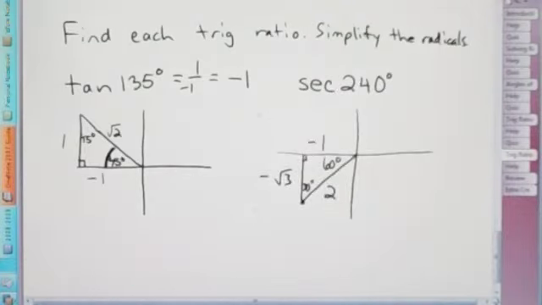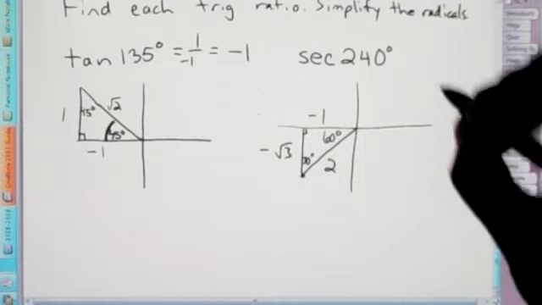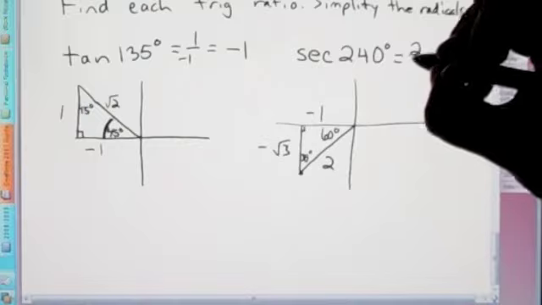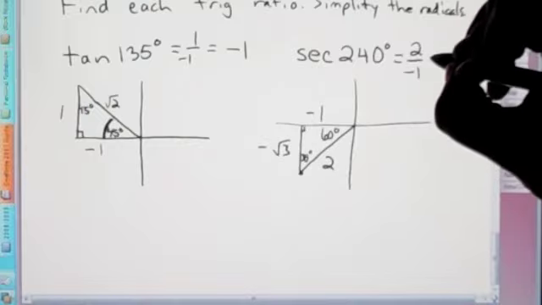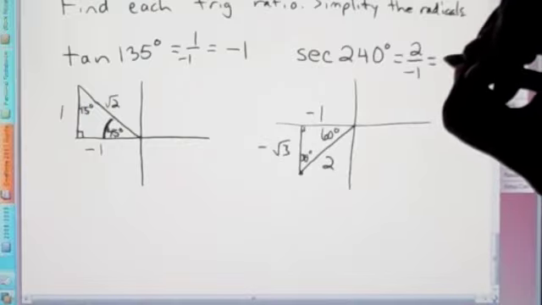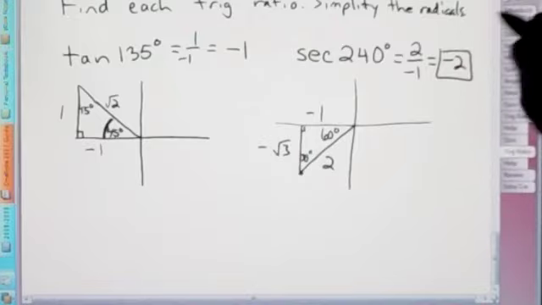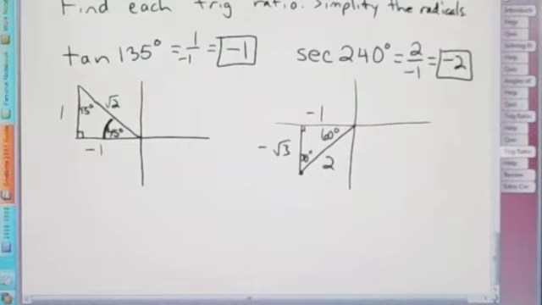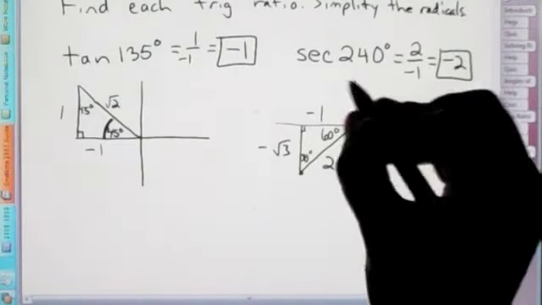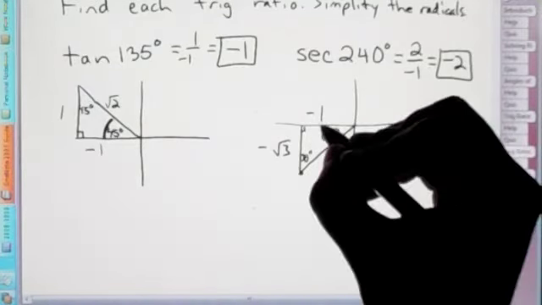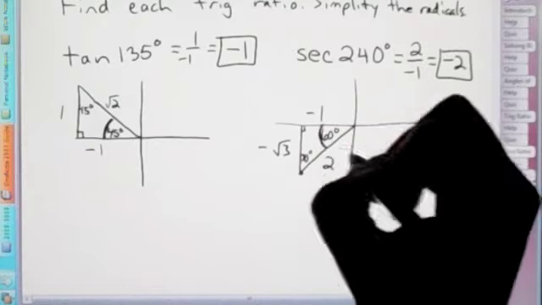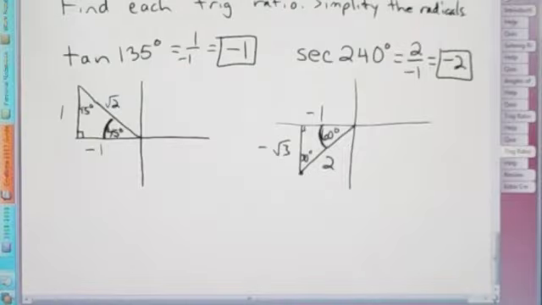And lastly, it says, find the secant of 240. Secant is hypotenuse over adjacent. So hypotenuse over adjacent. 2 divided by negative 1 gives us negative 2. So that is our answer: the secant of 240 is negative 2. Again, draw your angle. We went over 180 and then 60 more to find our terminal angle. We set up our ratio, and there we have it. Alright, so these are the type of problems you're going to have to do for the homework. Good luck.